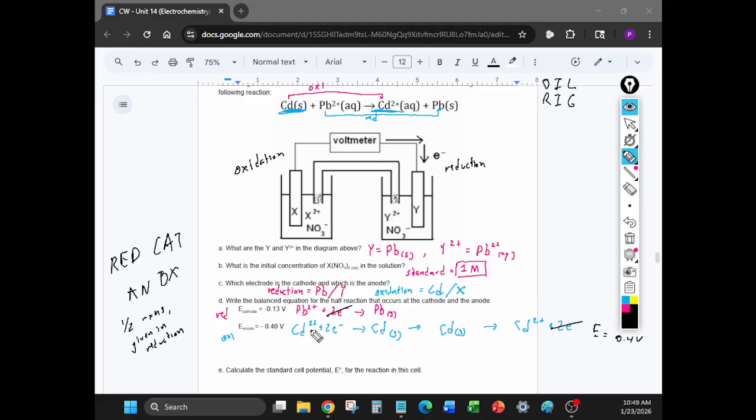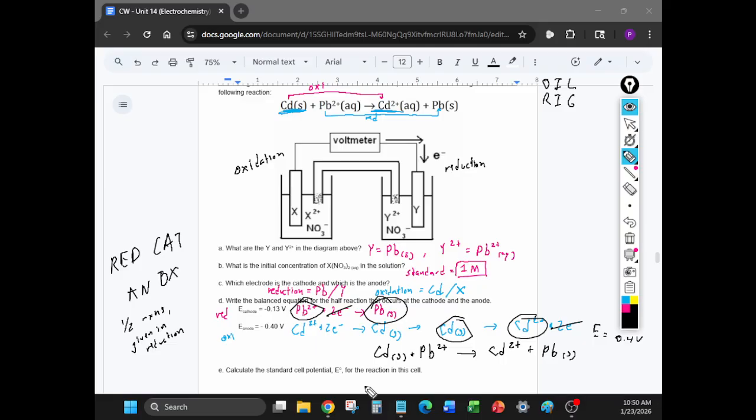On the reactant side, we're going to have Pb2+ and Cd solid. It's pretty much just this reaction right here. So Cd solid plus Pb2+ produces on the product side Cd2+ plus Pb solid right here.